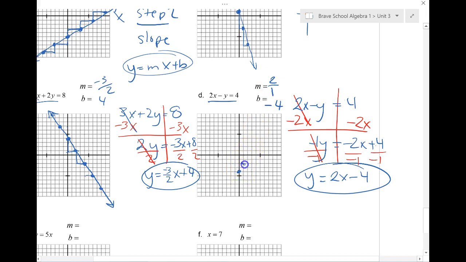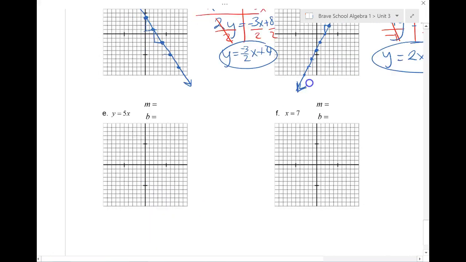Up 2, right 1. Up 2, right 1. And then we continue down the other way. Down 2, left 1. Down 2, left 1. Down 2, left 1. And then connect all your dots. Okay? Make sure you put your arrows.